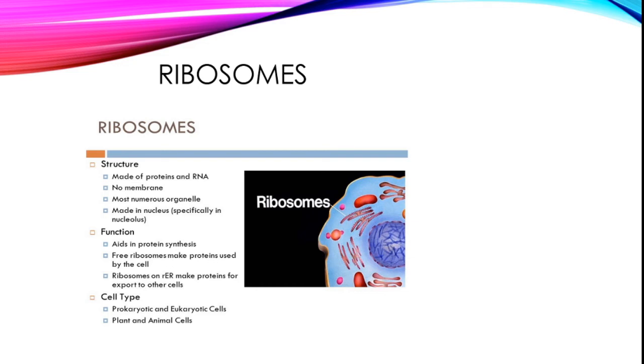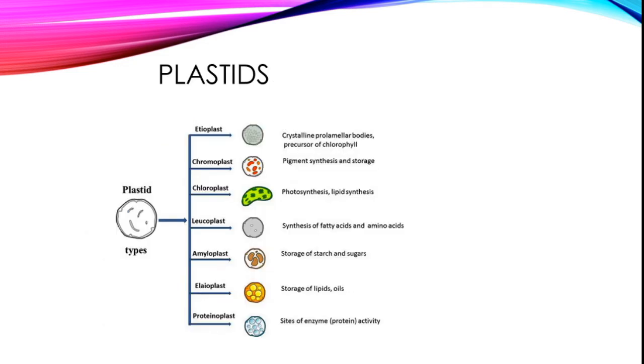Next cell organelle is the plastids, and plastids are only present in plant cells, not in animal cells. As you can see, they are classified as etioplast, chromoplast, chloroplast, leucoplast, amyloplast, elaioplast and proteinoplast. Out of these, the most important types are chromoplast, chloroplast, leucoplast and amyloplast.